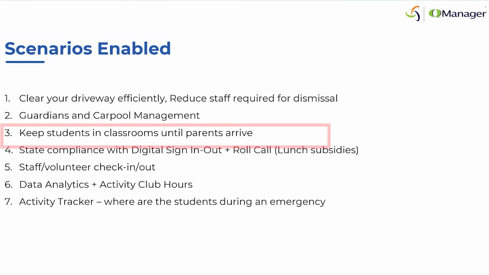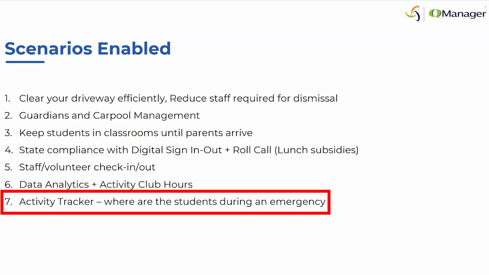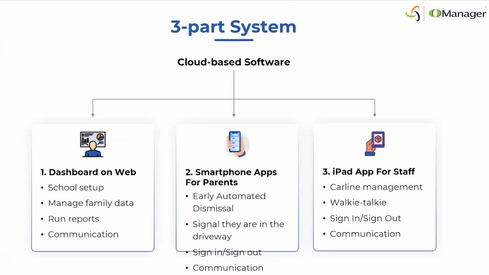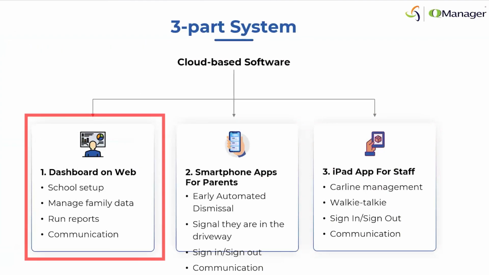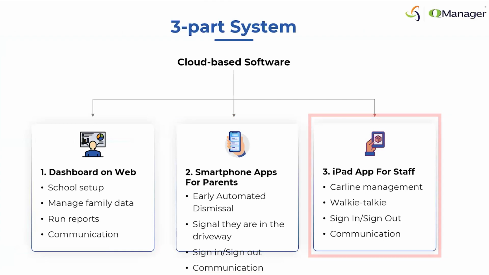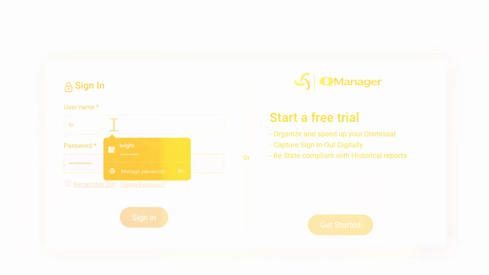We also created an activity tracker, which is really neat. You can track where kids are during the whole day, very useful during emergencies. Parents can also mark where the children will go at the end of the dismissal, whether they will be going home with them or to an after-school program. Our app is composed of 3 parts: the web portal, the Parents app, and the Staff app. I will demo each of these now.